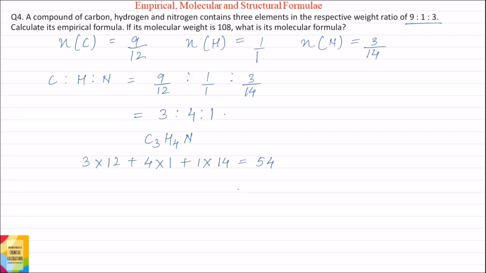Now the ratio of molecular formula weight and empirical formula weight will be, the molecular weight is given as 108 and the empirical formula weight is 54. So 108 divided by 54 will be equal to 2. Therefore the molecular formula of the compound will be C3H4N, and this will get multiplied by 2, and this is equal to C6H8N2. So the molecular formula of the compound will be C6H8N2.